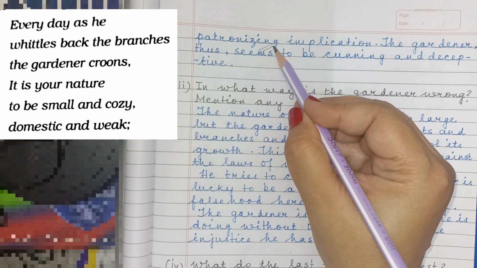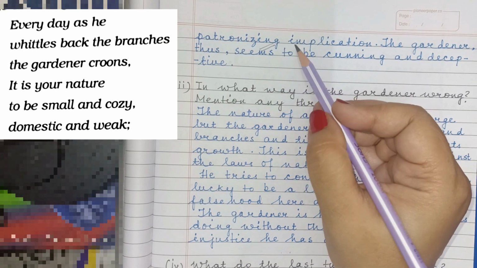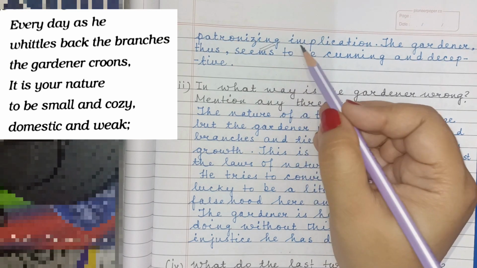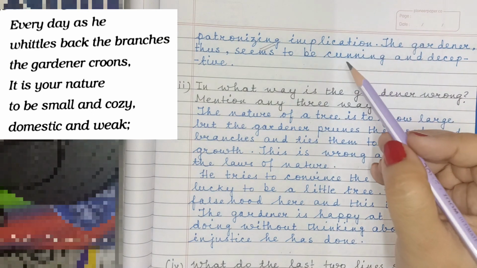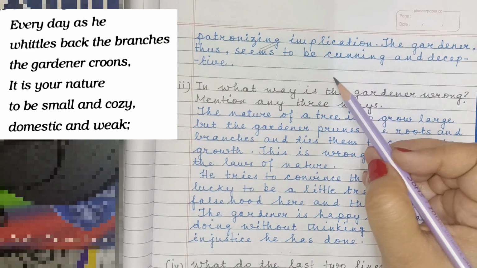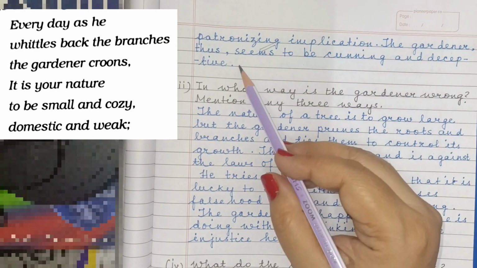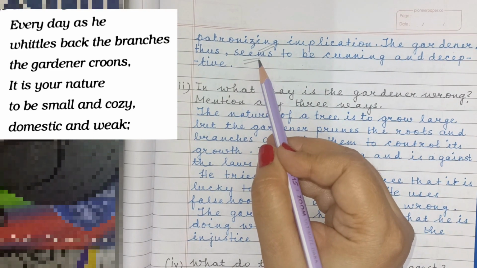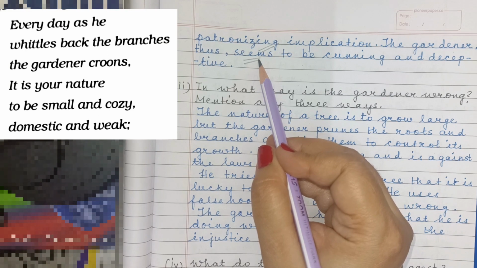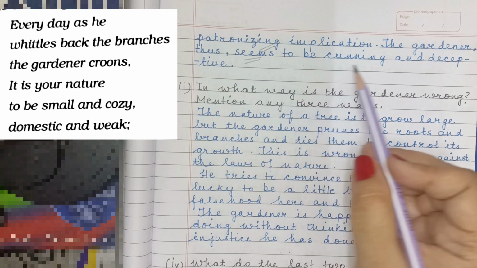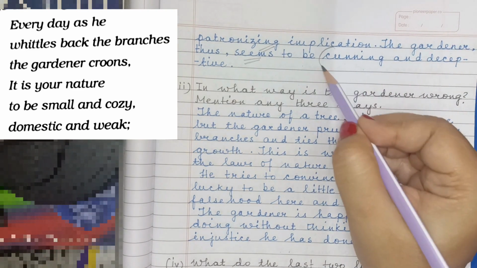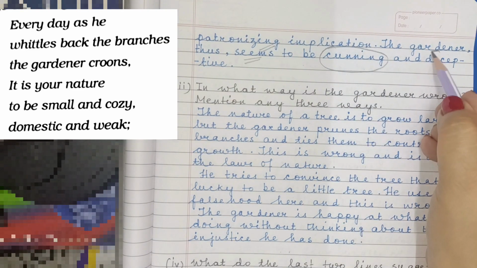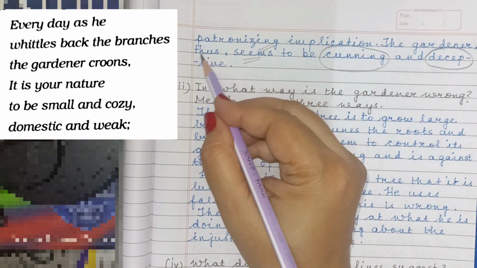He is speaking in a gentle tone, but the meaning is to dominate the bonsai. He is trying to convince the bonsai. The gardener thus seems, this is my opinion. I will use seems, perhaps, words like this in order to present my opinion. Seems to be cunning and deceptive. Very, very important. So he is using falsehood and deception.